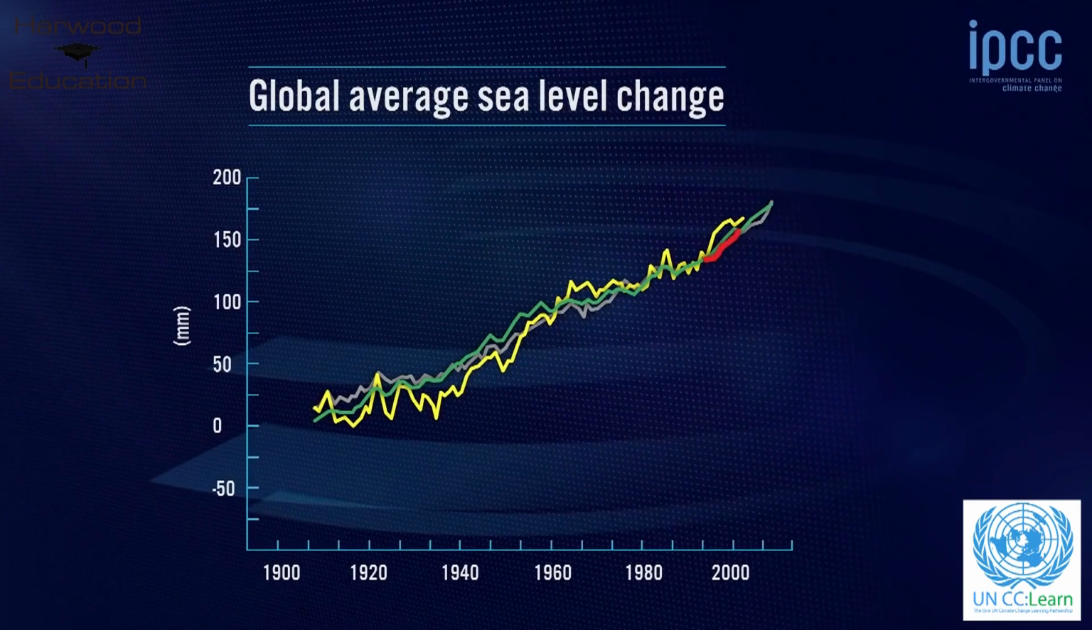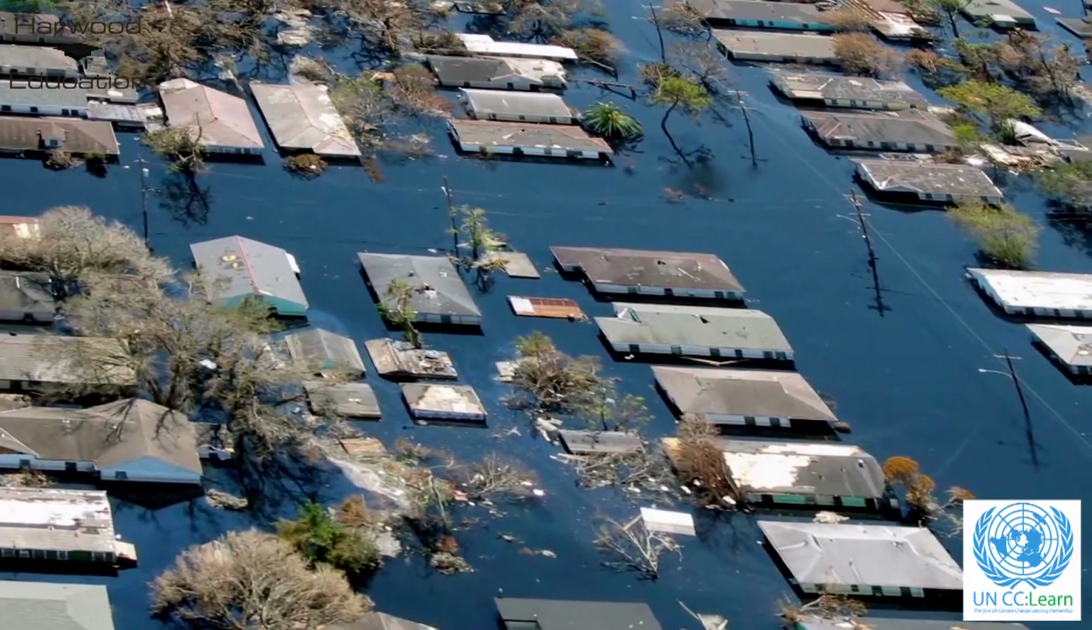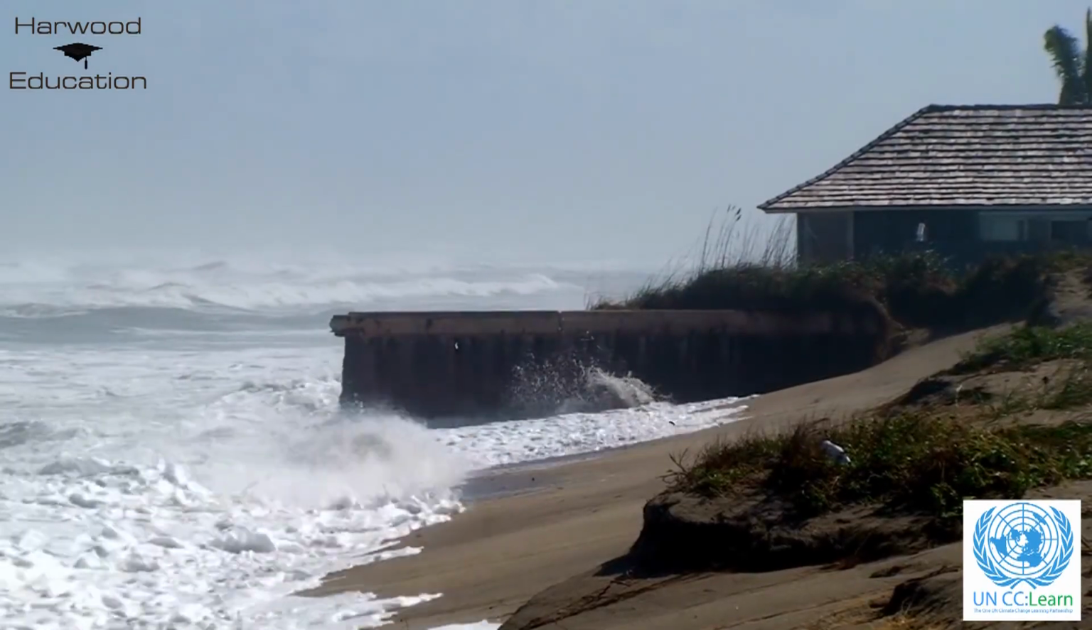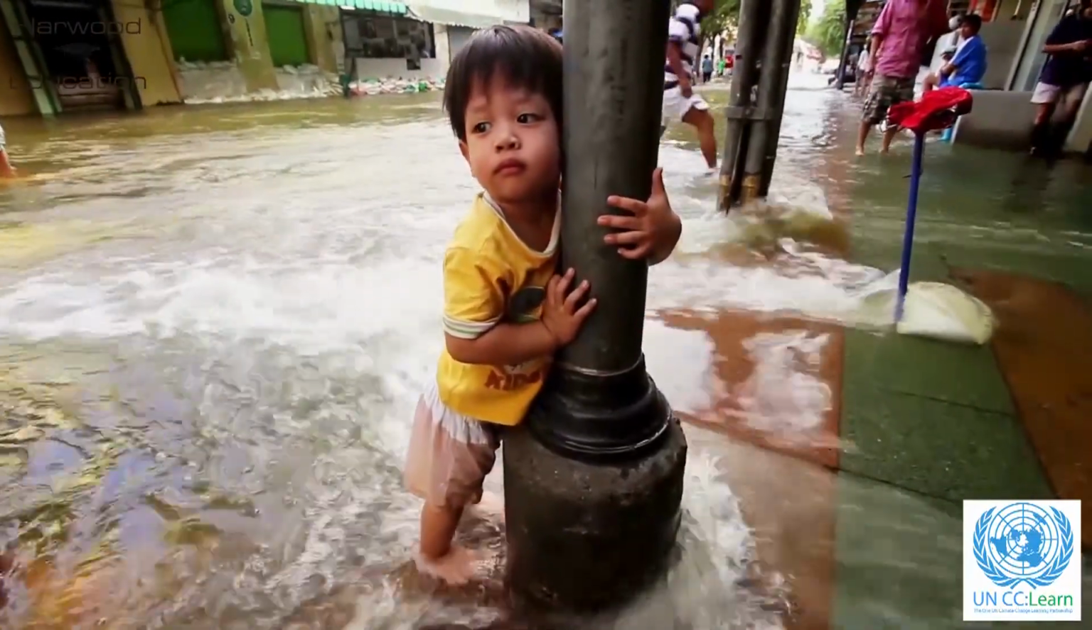Over the 20th century as a whole, the dominant contributions are ocean thermal expansion and the contribution from the loss of mass from glaciers. Sea level has risen by about 19 centimetres from 1900 to 2010, and it's continuing to rise. We will have to adapt to sea level rise.